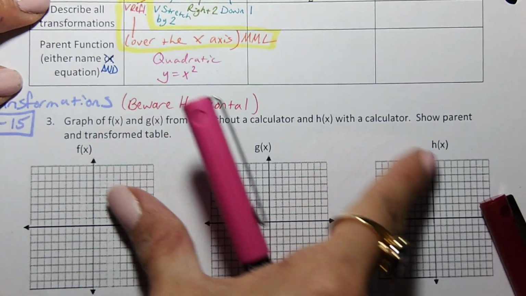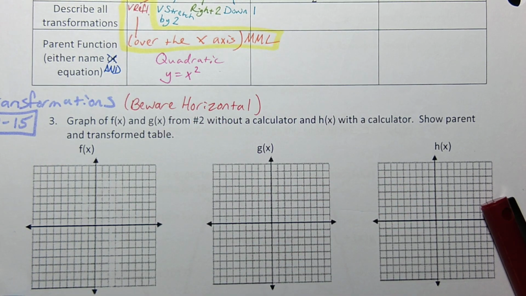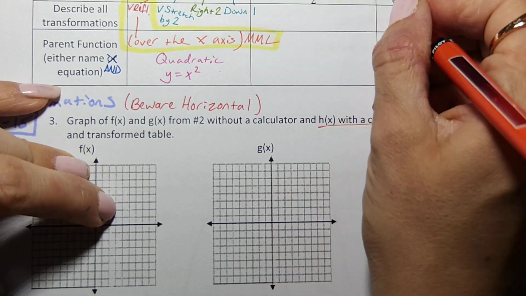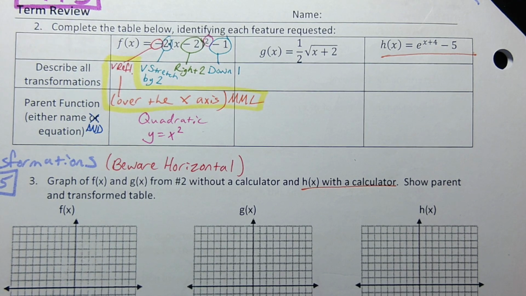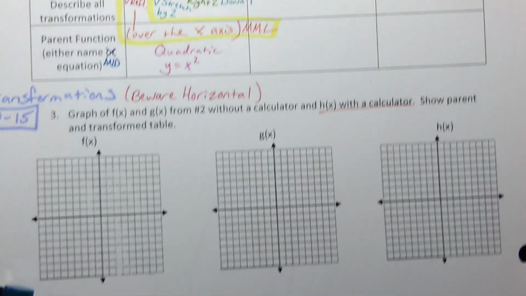I don't think I'd really mess around with these graphing practice problems. I mean, you can if you want. Just make sure if you're doing the h of x one, you use a calculator since it involves base e, which we never memorized the parent table for. But I would mainly focus for this unit on the MyMathLab term review questions.